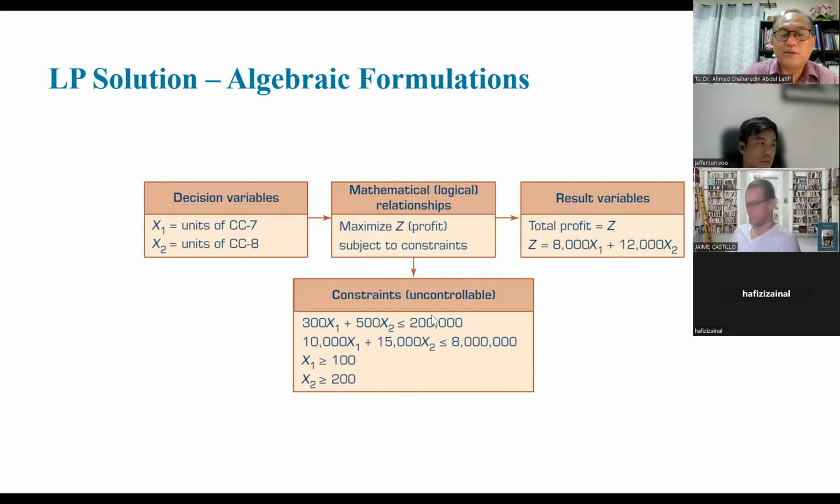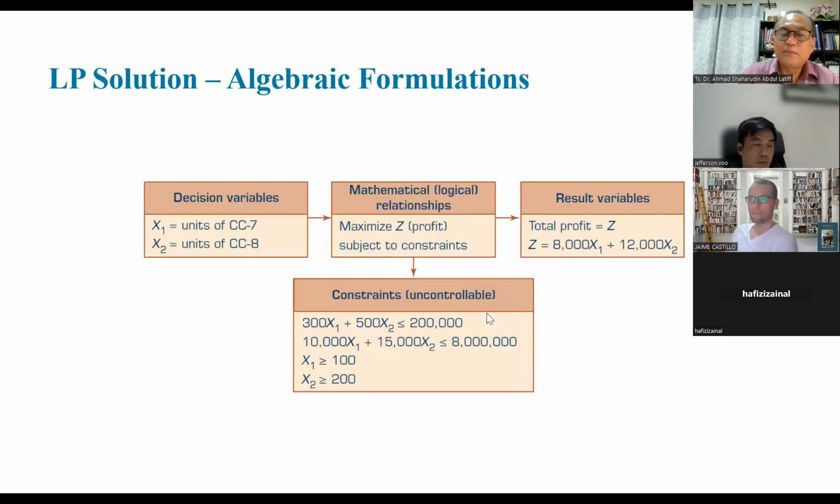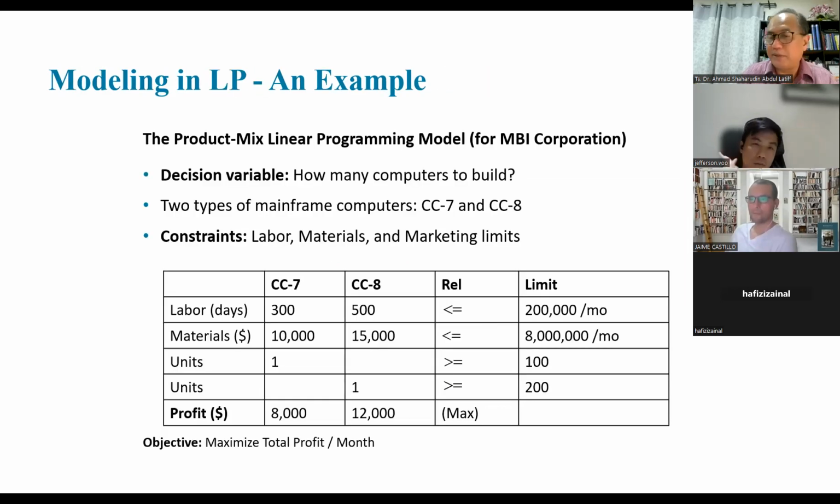So there is a constraint, because a constraint is uncontrollable. You can go a maximum of only 200,000 labor days per month. Yeah, 200,000 labor days per month. Labor days means labor time in days.